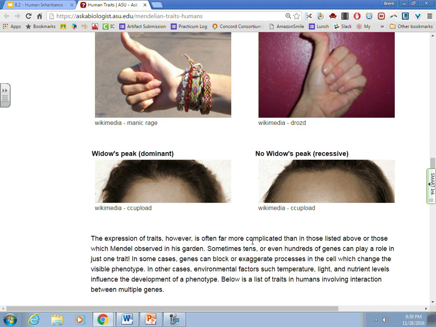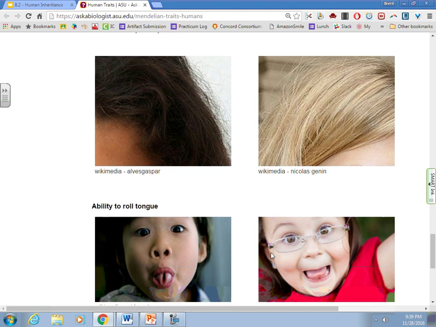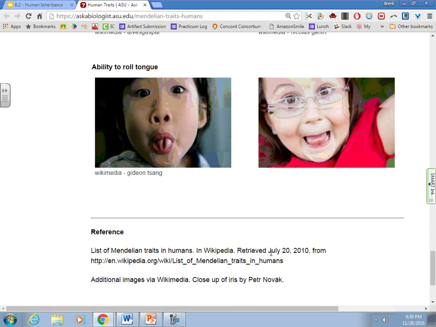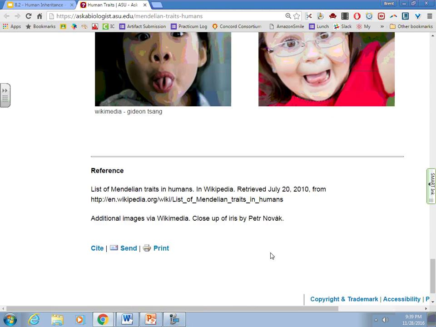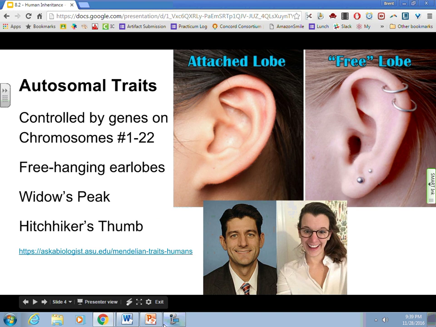The ones below this are ones that are going to need many genes. They're not simple. They're going to have a wide range. Eye color, hair color, the ability to roll the tongue, and we'll look at some others.